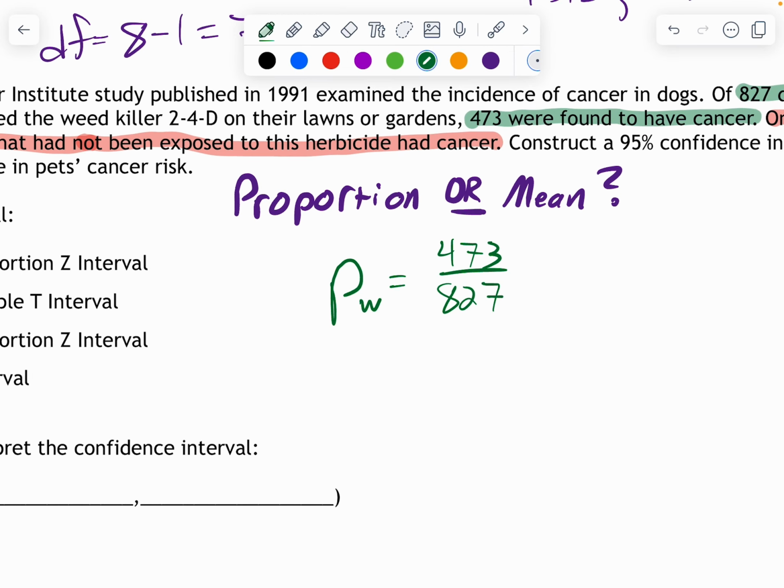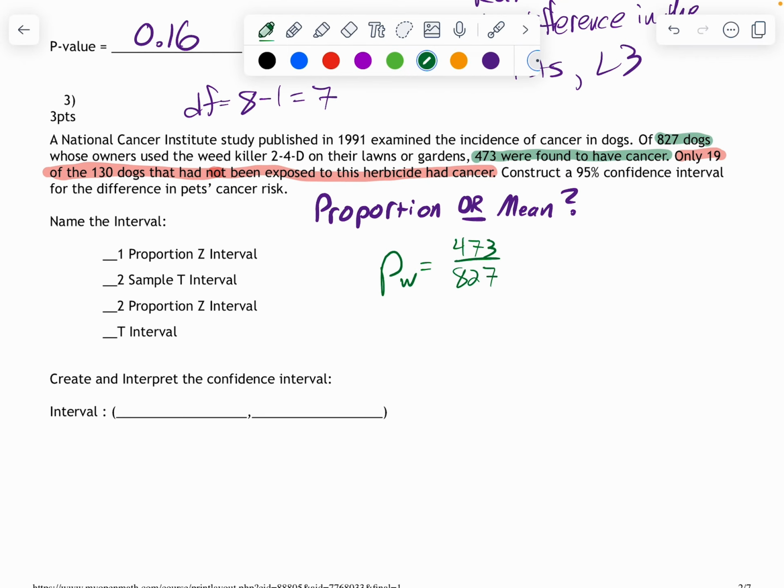Maybe I'll do this: PW, P weed killer. Those are the dogs that lived in the house that used weed killer. The other one would be PN, for no weed killer. That was a smaller sample size, and those were the results. So you can tell just by starting to write out what we have here that it's a two sample proportion, okay? Because it's percents.